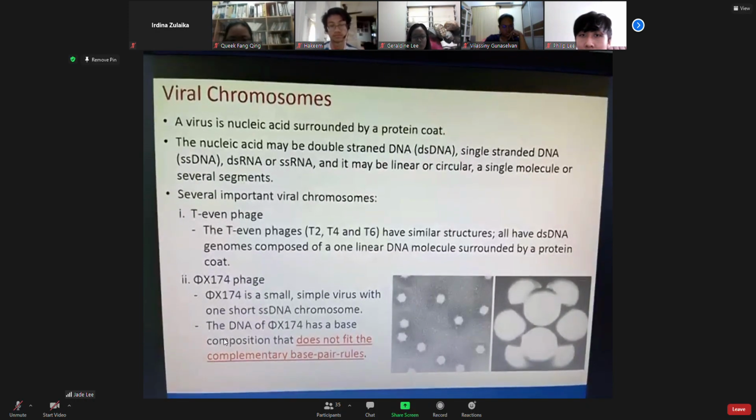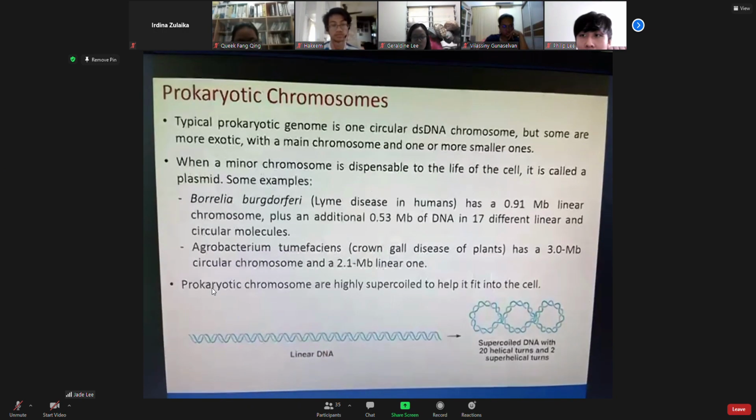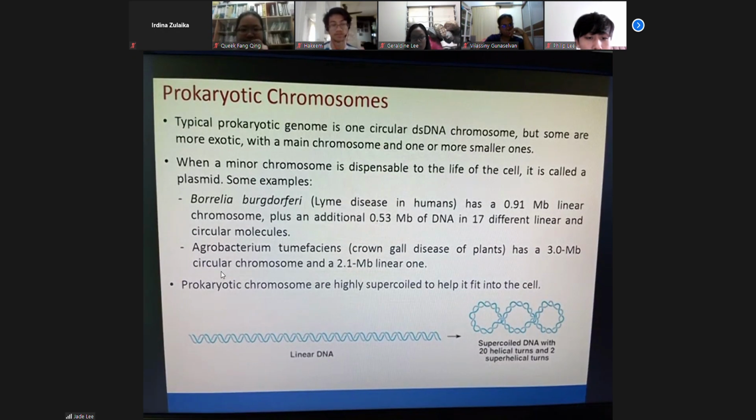Okay. But the structure is very different compared to the eukaryote. So the prokaryotic chromosome, the genome is one circular double-stranded chromosome, but some are more exotic, with the main chromosome and one or more smaller ones. When a minor chromosome is dispensable to the life of the cell, it is called a plasmid. So for example in bacteria, they have plasmids. They have their own circular plasmid.